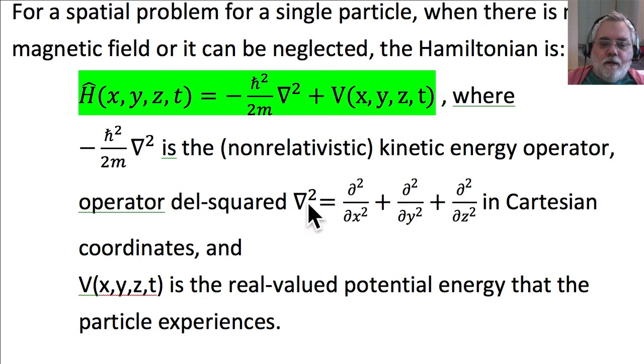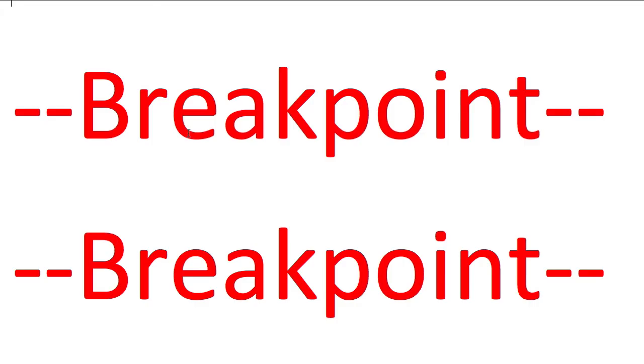An operator del squared is the sum of the second partial derivative with respect to x plus the second partial derivative with respect to y plus the second partial derivative with respect to z in Cartesian coordinates. Del squared can also be used in cylindrical coordinates or spherical coordinates, we won't give those formulas here. Quantum mechanics can solve problems with more than one particle, but it gets complicated and we won't do any multi-particle problems. This is a possible time to take a break.